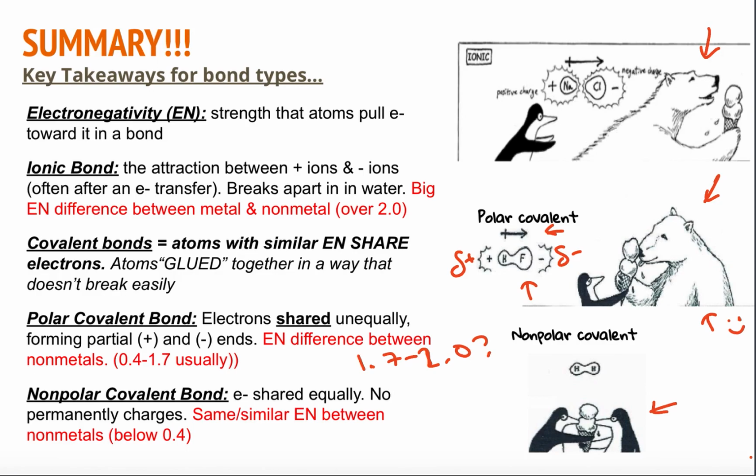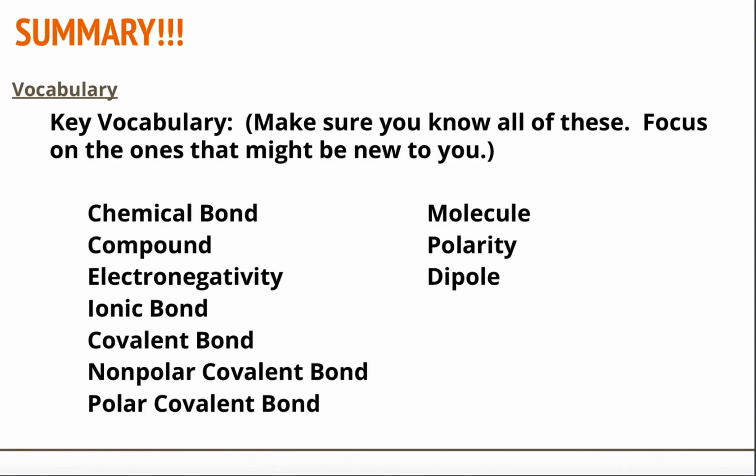All right, this was the vocabulary covered in this lesson: chemical bonds, compound, electronegativity, ionic and covalent bonds, nonpolar and polar types of covalent bonds, molecule, and the words polarity versus dipole. Make sure you understand these words, and if you didn't understand them, please go back and review and refer to your textbook as well. And of course, you can always ask your teacher for clarification.